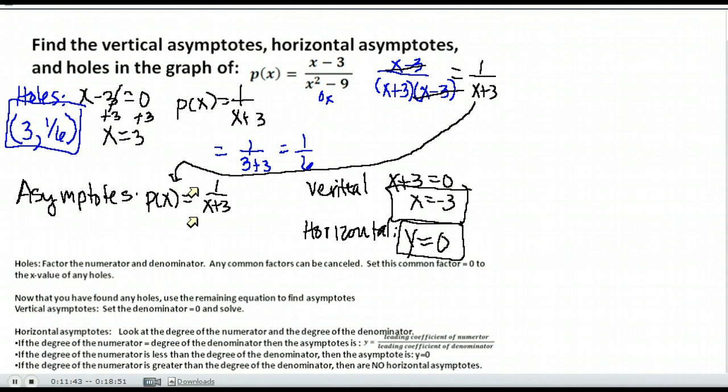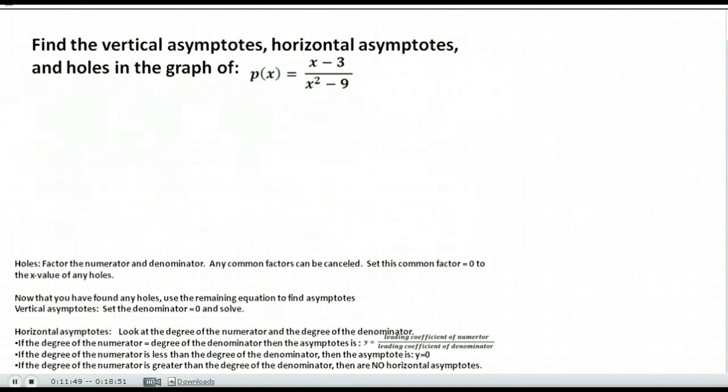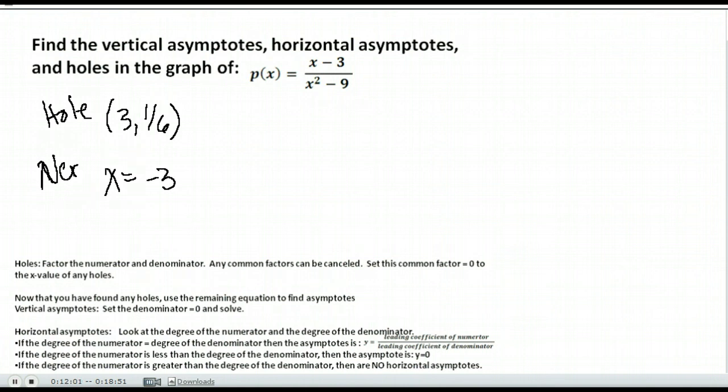So my answer is, I have a hole at (3, 1/6). I have a vertical asymptote at x equals negative 3. And I have a horizontal asymptote at y equals 0.